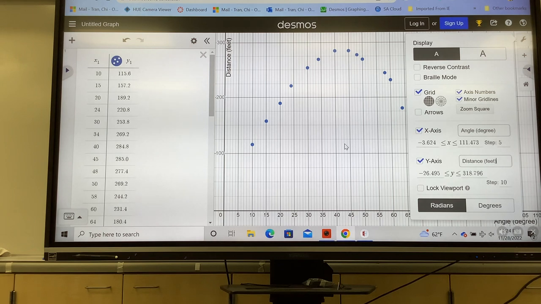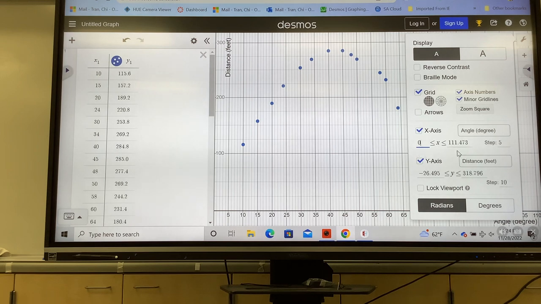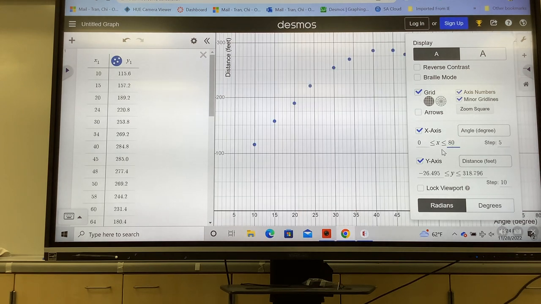Now for the x-axis, the smallest value for x is 10. But I always want to see further to the left and further to the right. So instead of 10, I'm going to put 0. That's your minimum. Your maximum is 64, is that right? But I want to see a little bit bigger to the right, so I'm going to put 80. And I'm going to say the step is 5, because from 0 through 80, the step has to be 5. It cannot be 1. 1 is too small. Either 5 or 10, but I'd rather put 5.